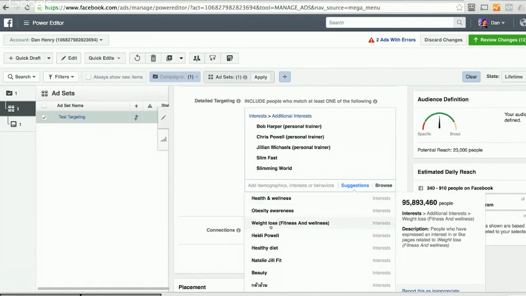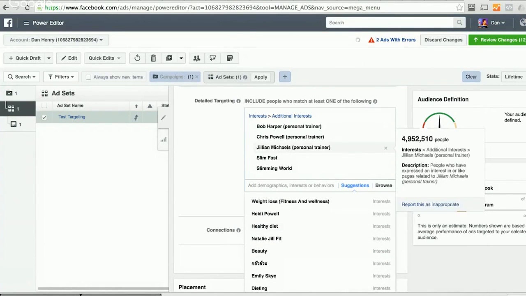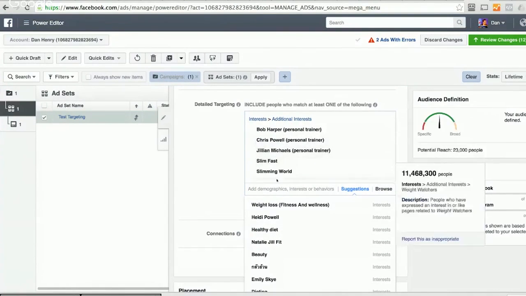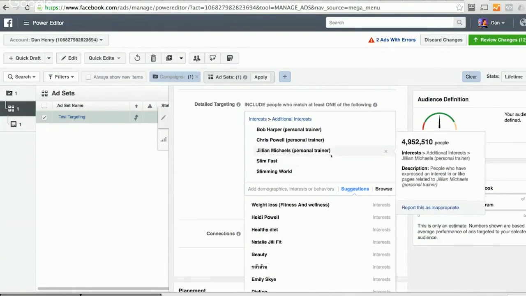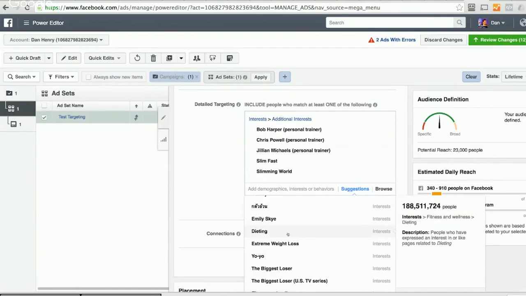And again, this is very algo. It's all really algo, but I like to call these fact based because they're zeroed in on a particular brand or person. See, like dieting would be completely algorithm based. 188 million people. That's not very specific. I would not want to use that.